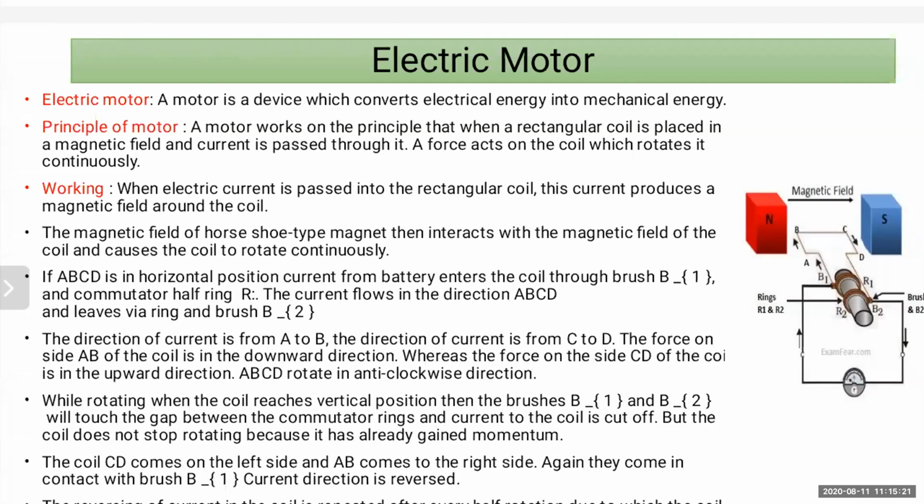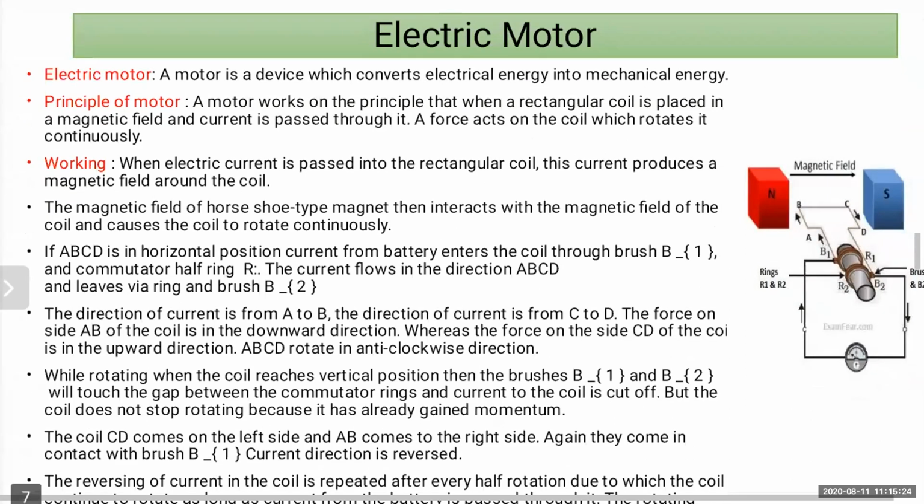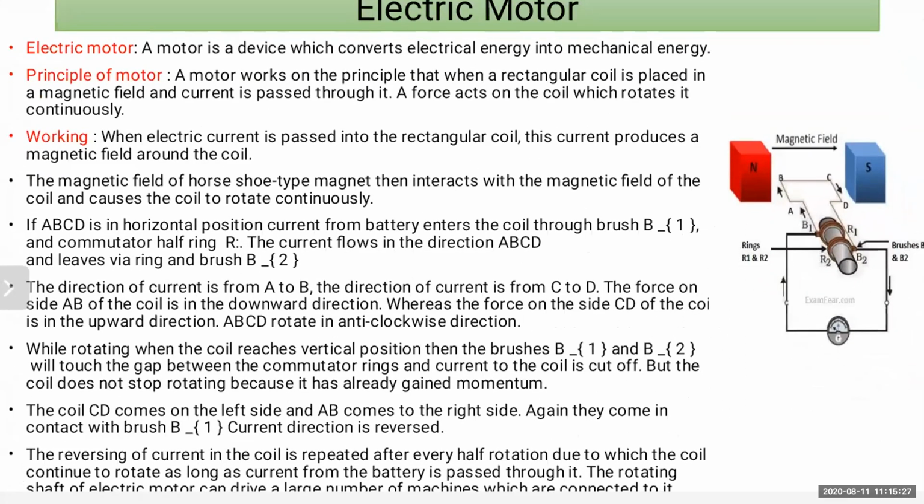Now, how does it work? The working of the electric motor. Look at the diagram. Here two magnets are there, that is your horseshoe magnet. Inside the magnet, there is a rectangular coil denoted by A, B, C, D. This is your rectangular coil. Next, there is a split ring which is connected with the axle.